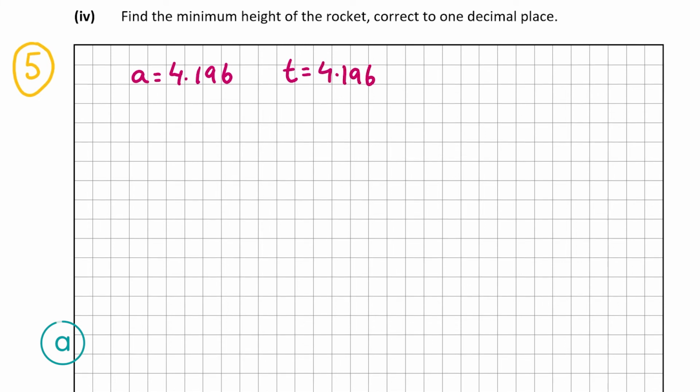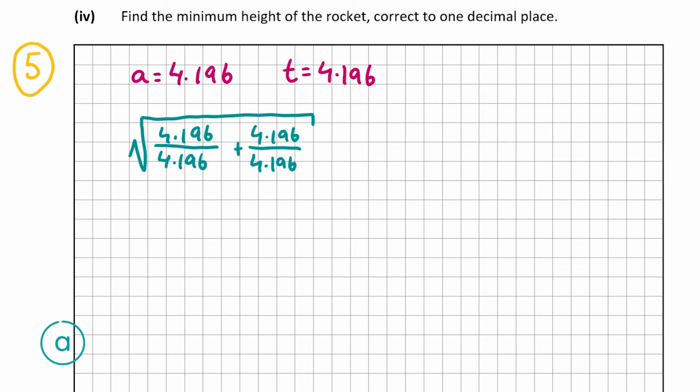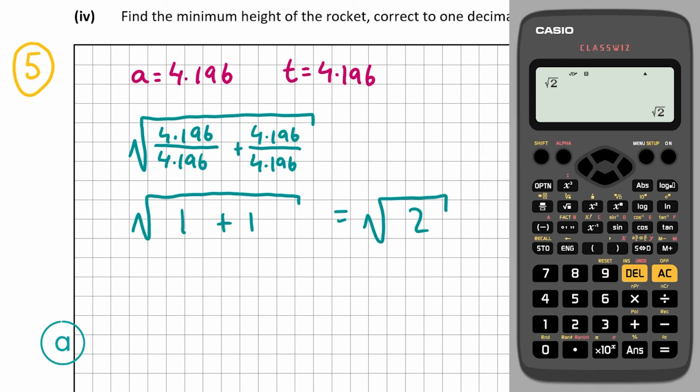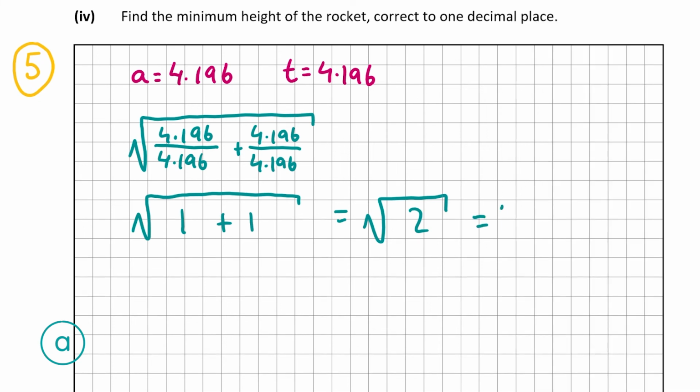So popping this into the formula, we're going to get the square root of 4.196 over 4.196 plus 4.196 over 4.196. So 4.196 divided by 4.196 is just going to be 1. So that's going to be the square root of 1 plus 1, which is equal to the square root of 2. And correct to 1 decimal place, the square root of 2 is equal to 1.4. So therefore, the minimum height of the rocket is going to be 1.4 kilometers. So that's our answer for A part 4.